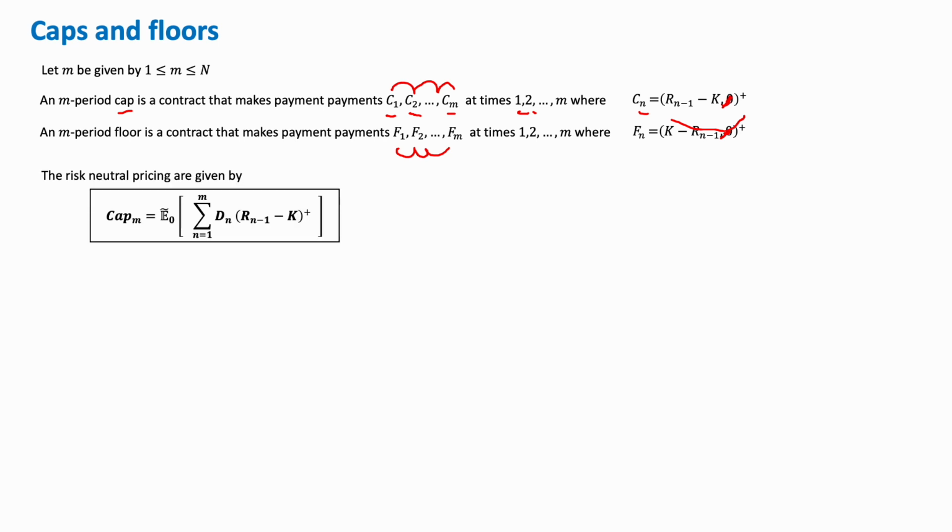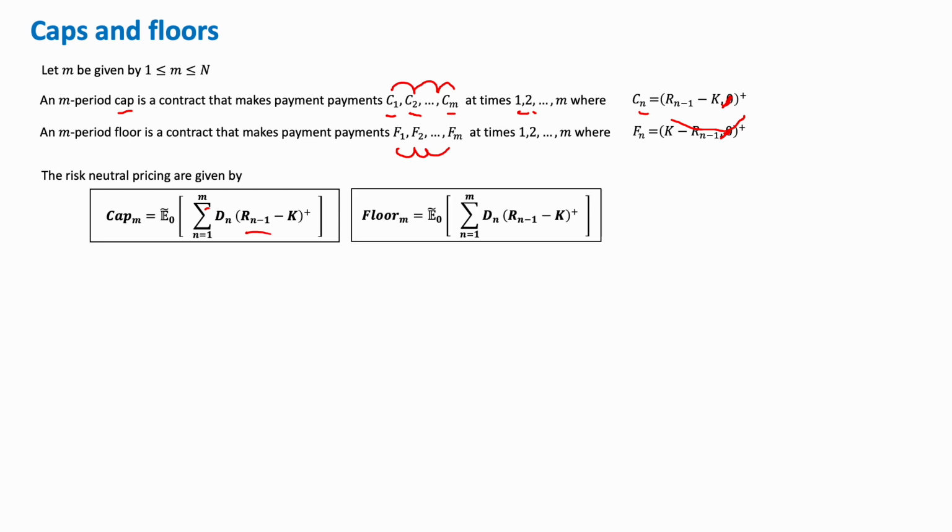So the pricing will be given by a very similar equation, but because it's just a portfolio, we're just taking the summation of these cash flows. So the sum of these caplets essentially, and the same thing for the floor.